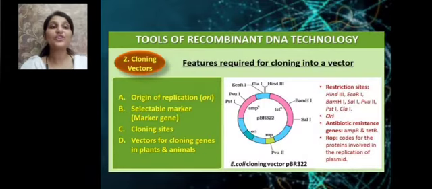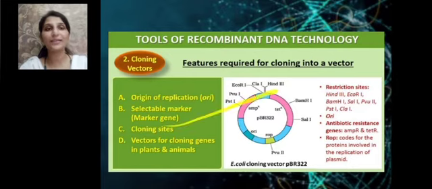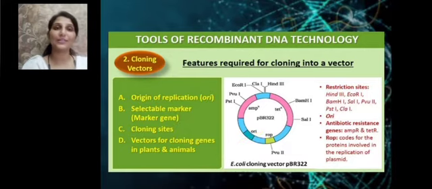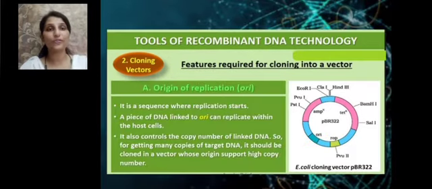So what are the features which are required for cloning into a vector? It should have an origin of replication, it should have a selectable marker, it should have a cloning site, and there are separate vectors for cloning genes in plants and animals. So let us see what an origin of replication is. We know the origin of replication, or ORI site, is the DNA sequence where replication begins. So the first requirement for a vector is that it should have an ORI site.